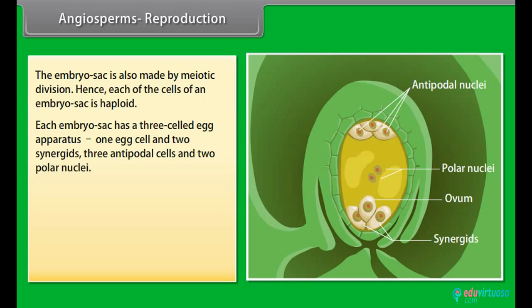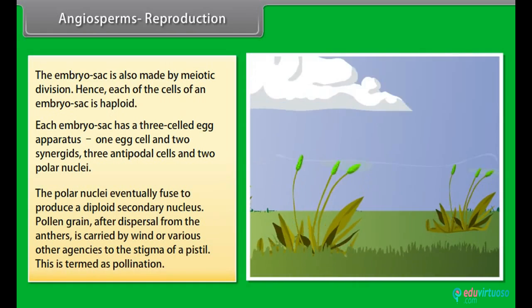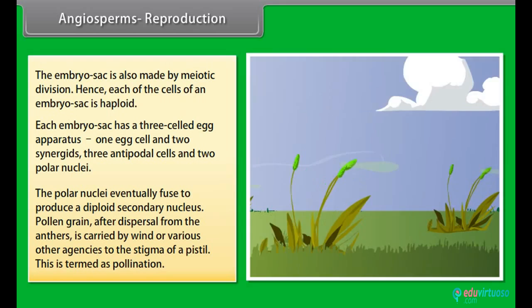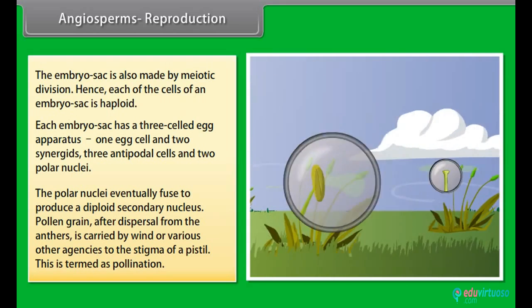Each embryo sac has a 3-celled egg apparatus, 1 egg cell and 2 synergids, 3 antipodal cells and 2 polar nuclei. The polar nuclei eventually fuse to produce a diploid secondary nucleus. Pollen grain after dispersal from the anthers is carried by wind or various other agencies to the stigma of a pistil. This is termed as pollination.